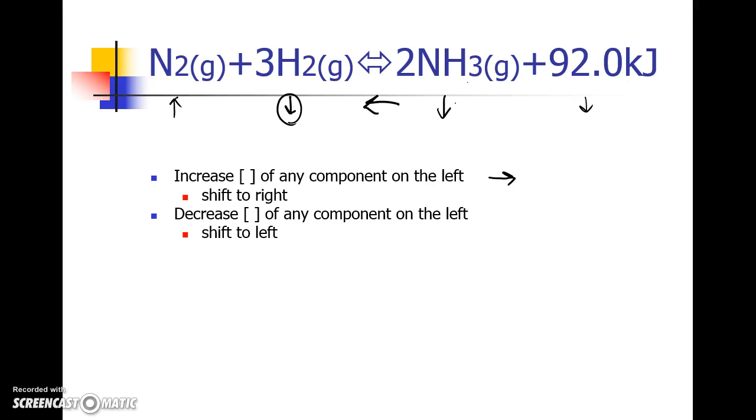Same thing would happen if we chose to decrease the N2. It would still shift to the left. And I always circle the ones that we're causing the stress on.